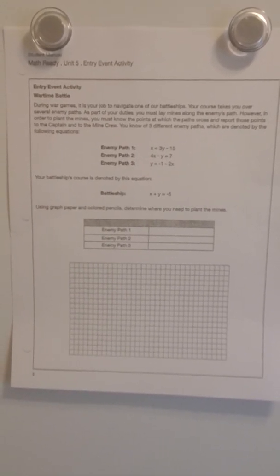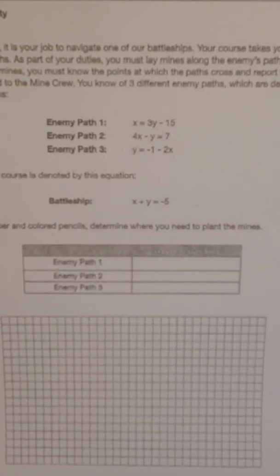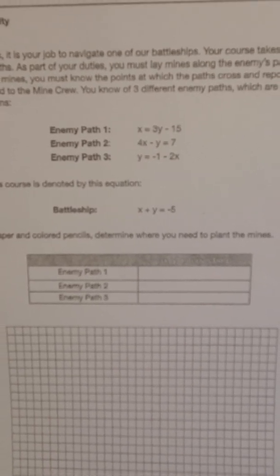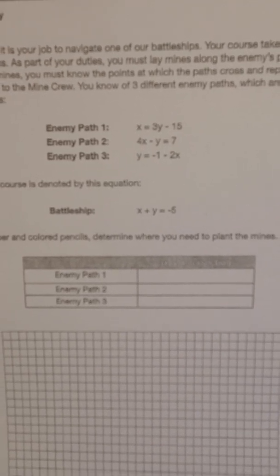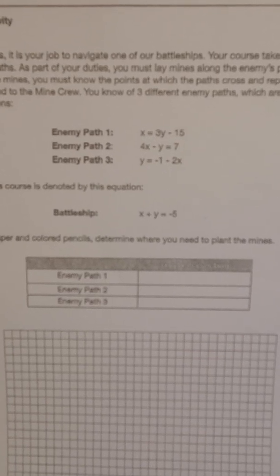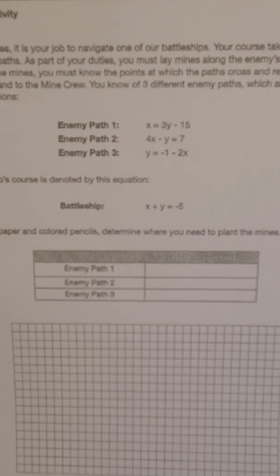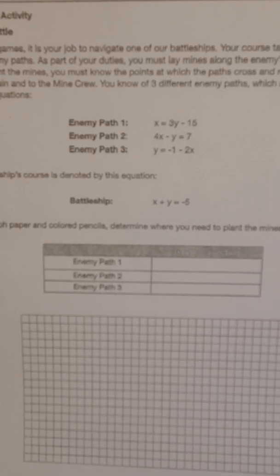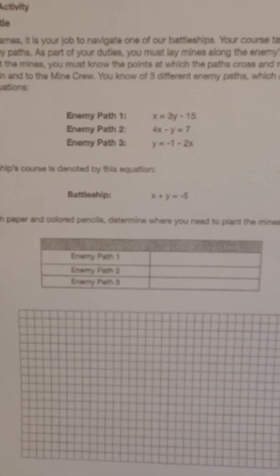And so what I would do on this entry event, probably the easiest thing to do, you got 3 enemy paths and you got your battleship. So I would get all these in y equals form, and then I would compare the battleship to the other ones. And you can use a graphing calculator. If you have one at home, that's awesome. If not, you can go on the internet and search. There are a ton. TI, which is Texas Instruments, has released a lot of their versions of graphing calculators online right now.